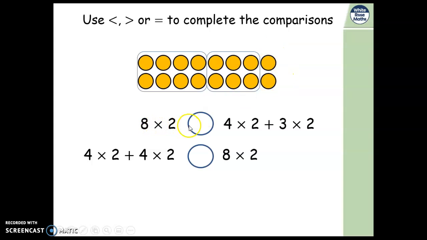So 8 groups of 2 is greater than, remember, the arrow or the crocodile eats the biggest number, so this is bigger or larger than this. So then we've got 4 times 2 plus 4 times 2. So that's 1, 4 times 2, 2, 4 times 2. There are none left over, so that means that they are the same.